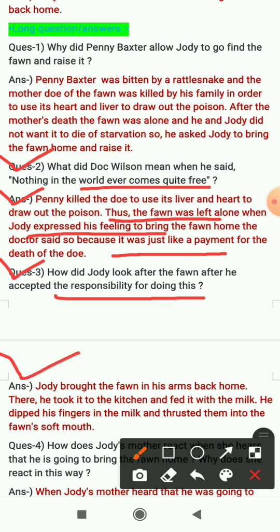Jody brought the fawn in his arms back home. There he took it to the kitchen and fed it with the milk. He dipped his fingers in the milk and thrust them into the fawn's soft mouth.